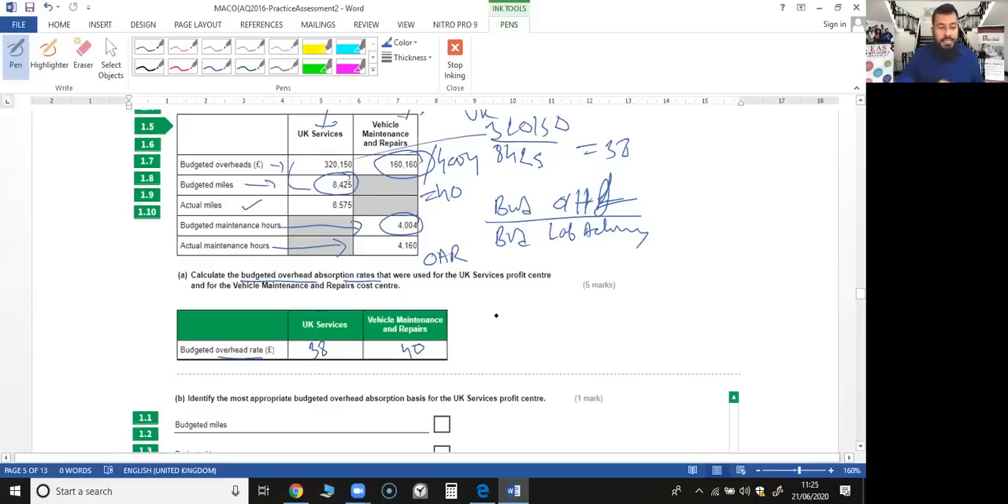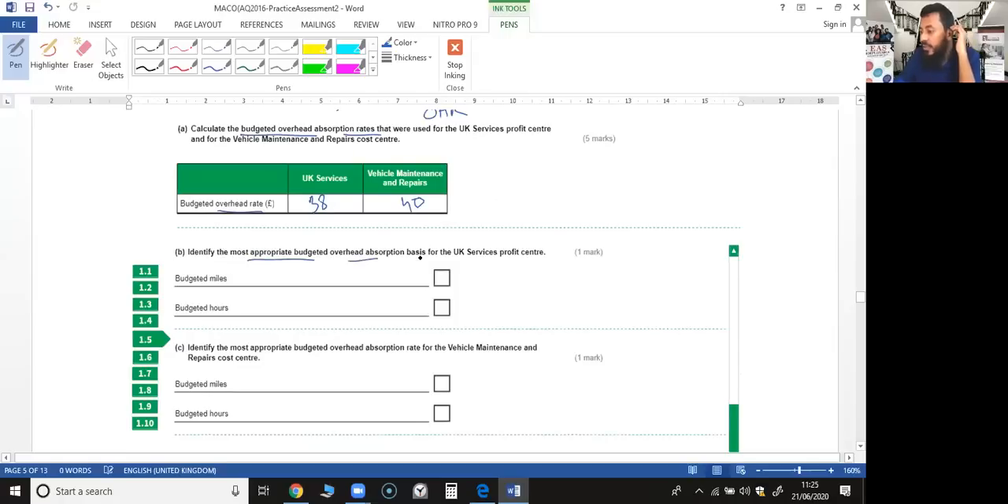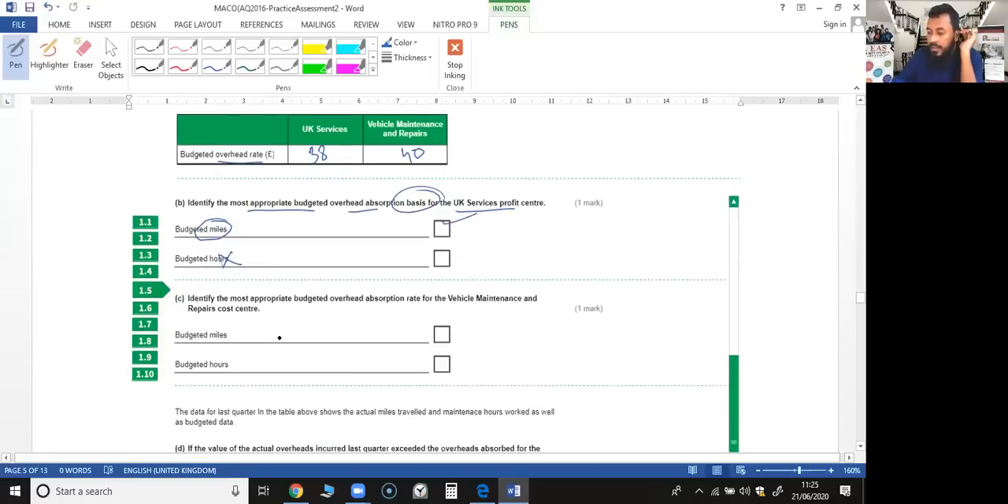Okay, people, let me put it up here. Now there are theories. The first one, identify the most appropriate budgeted overhead absorption basis for UK. For UK services, we have used miles, not the hours. So the answer is miles. And identify the most appropriate overhead absorption basis for the vehicle maintenance. For maintenance, we didn't use miles, rather we used hours. That is the answer.